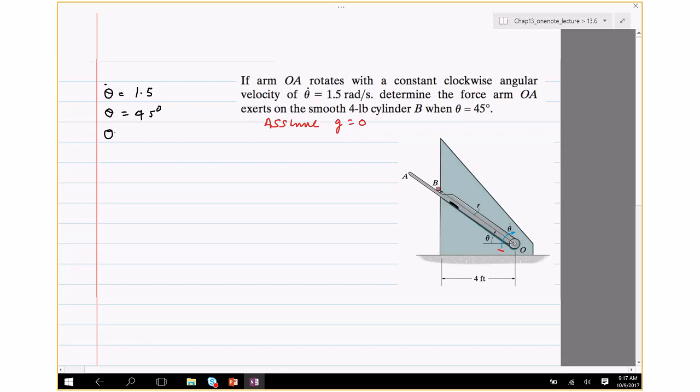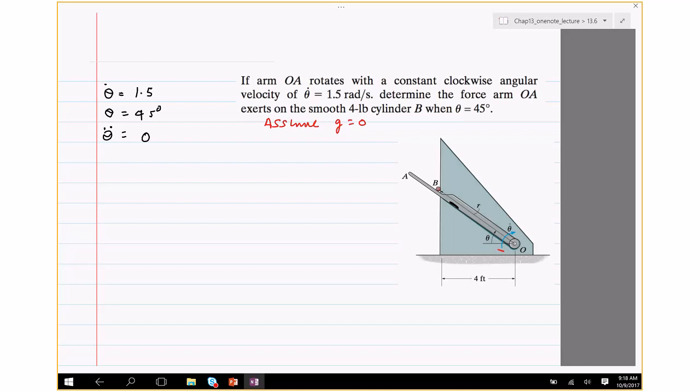What about acceleration? Theta double dot. Are you given the acceleration? It's 0. You're given that theta dot is constant, right? So theta double dot is 0. Okay, so that's all I know. And you got to assume that gravity is 0. So this particular setup is not in the vertical plane, but it's in the horizontal plane. Okay, so this thing is like this. So gravity cannot affect the motion of the ball.